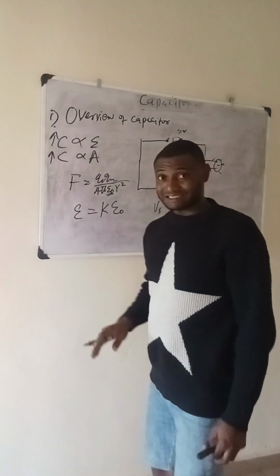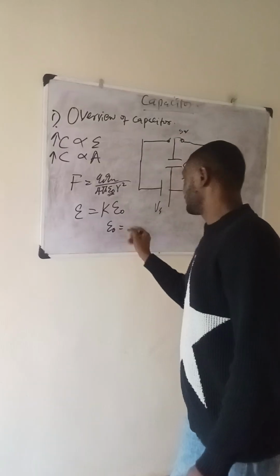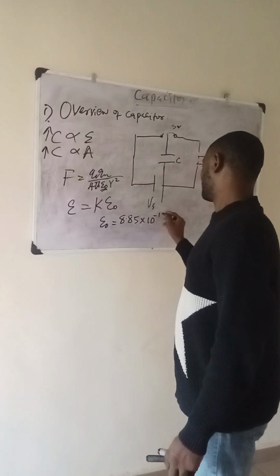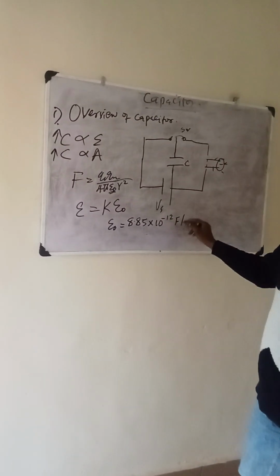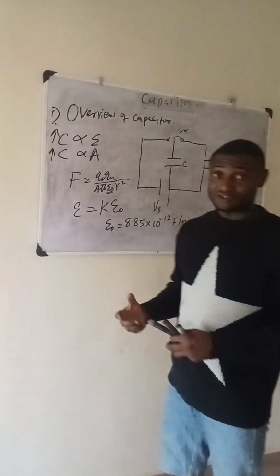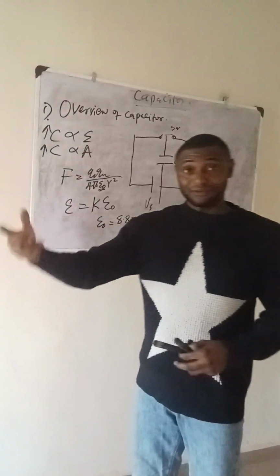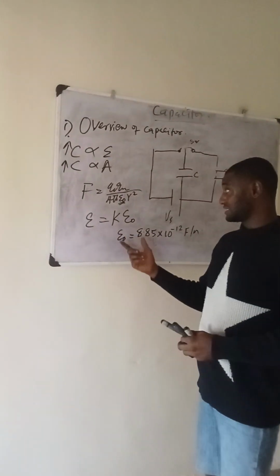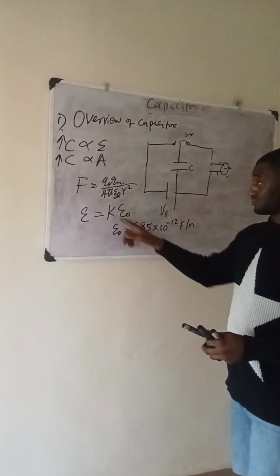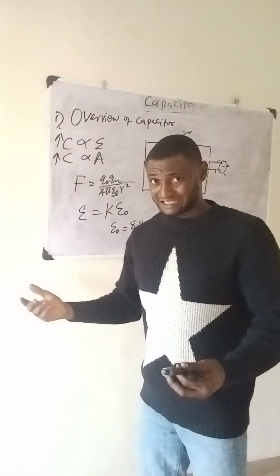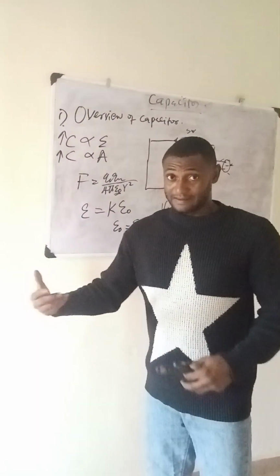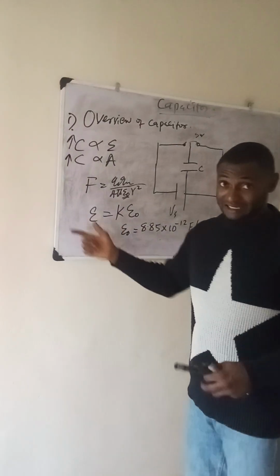This constant is given in value as 8.85 times 10 raised to power minus 12 farad per meter. This is the unit. Sometimes the relative permittivity of a material depends on whether it is air, liquid, gas, or solid. If it is air, it has a value. If it is solid, it has a value. Sometimes 1, or 0, as the case may be. So when you know that, it will be easier for you to calculate the permittivity of the dielectric material.